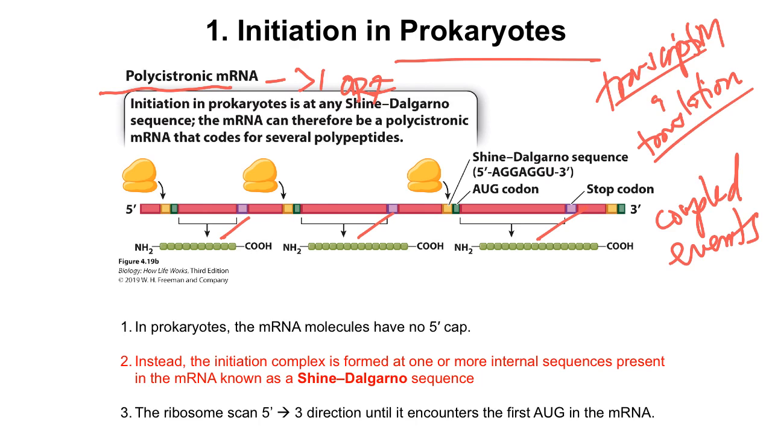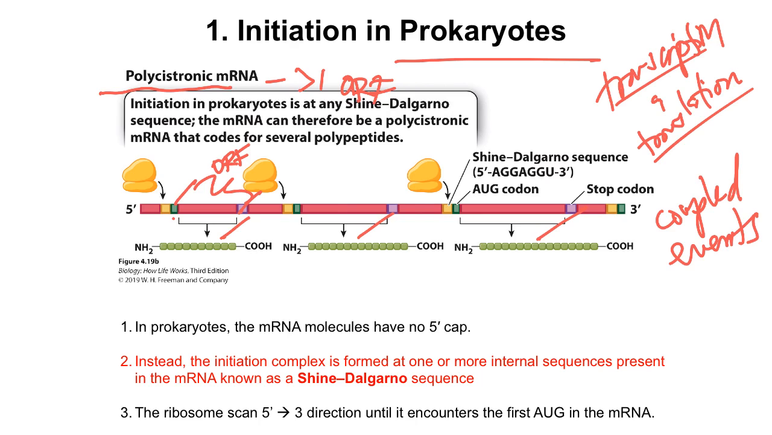Each of these polypeptides has its own AUG codon, represented in yellow and in green. And the purple ones indicate the stop codon. So the start codon and the stop codon define what we call the open reading frame, which delineates the region that produces the polypeptide.